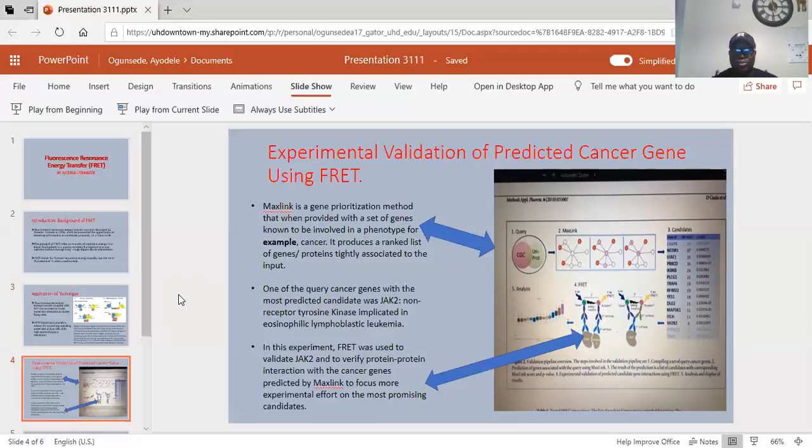JAK2 is a non-receptor tyrosine kinase implicated in eosinophilic lymphoblastic leukemia. FRET was used to validate JAK2 and to verify protein-protein interactions with the cancer gene predicted by MATLINK to focus more experimental effort on the most promising candidates. The experimental results they got after performing FRET, I think they found 18 other protein interactions to JAK2.